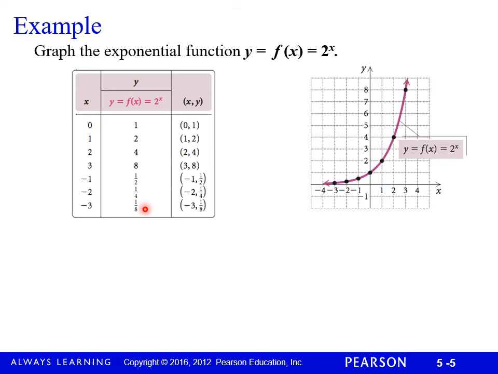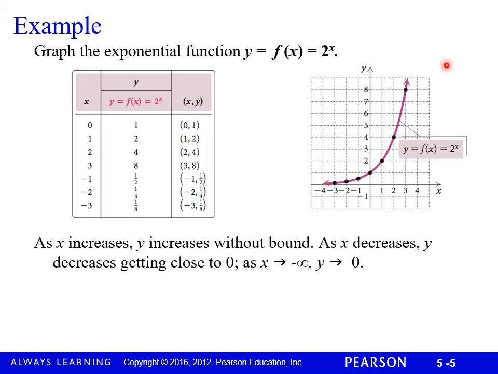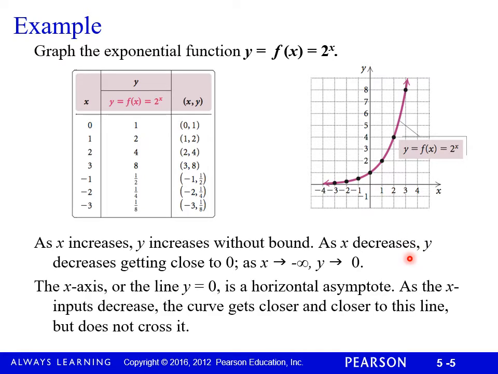If we graph this, we can see here are all the values. So as we go from left to right, we can see that the graph is growing steeper and steeper, which means that the growth is getting faster and faster. As x increases, y increases also without bound. As x decreases, as we go to the left, y decreases, getting closer and closer to 0. So as x goes to negative infinity, y is going to 0. The x-axis, or the line y equals 0, is a horizontal asymptote. As the x inputs decrease, the curve gets closer and closer to this line, but does not cross it.